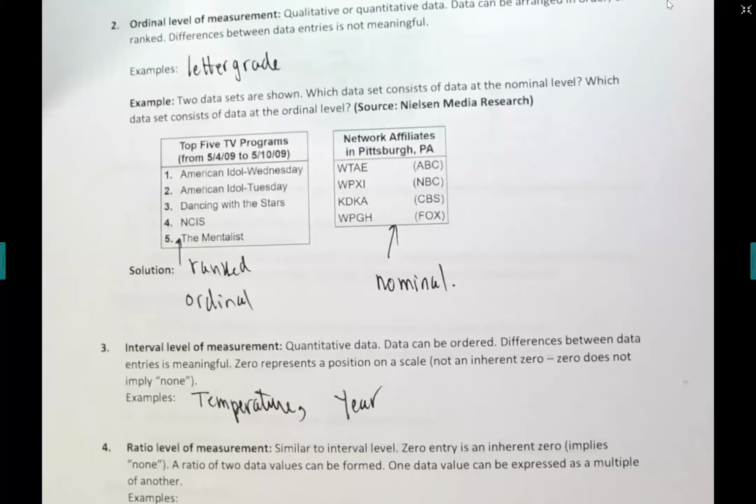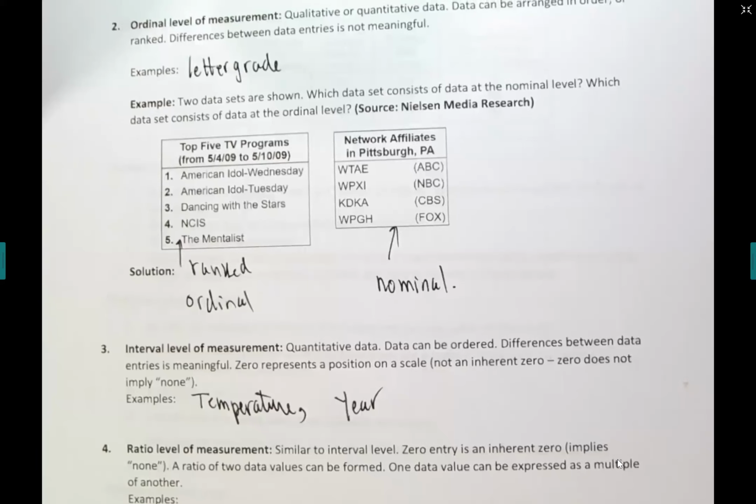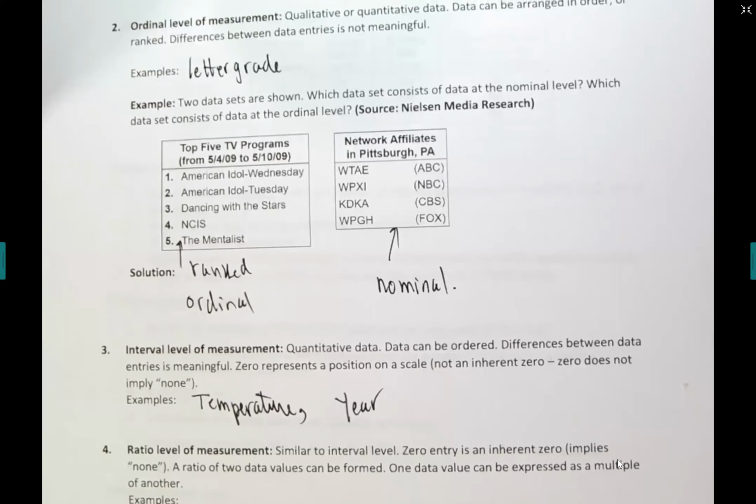Now, let me ask you this question, guys. Number of votes wouldn't work, because if the number of votes is 0, 0 means nothing. If the 0 means nothing, guys, that means it cannot be an interval. It has to mean something.